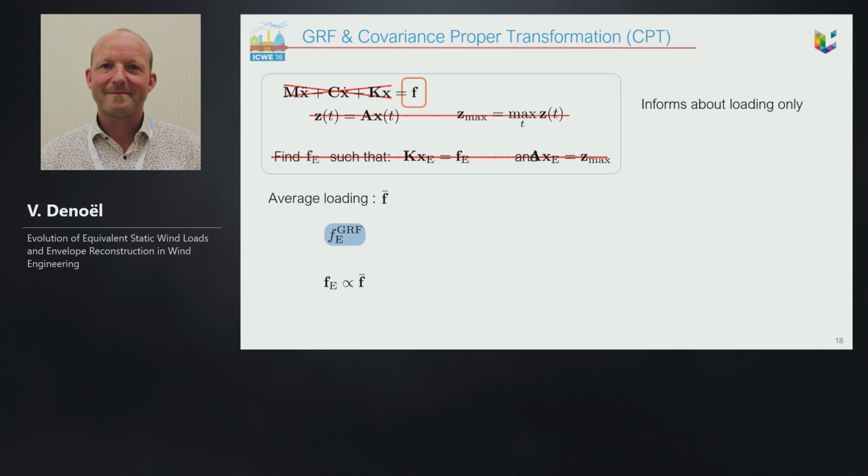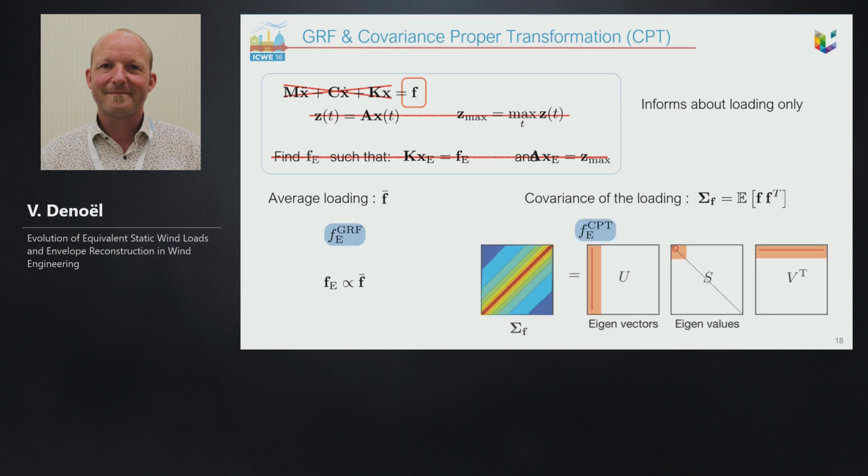That's one option. Second well-known option is what is called the CPT, or covariance proper transformation, in which we could decompose with an eigenvalue decomposition the covariance matrix of the pressure field or of the forces. That's just a simple way, if you want to condense the information and take the most important features of the loading. They are gathered into eigenvectors, which correspond to loading modes, and eigenvalues. If we keep only the largest eigenvalues, they are sorted from largest at the top left to smallest at the bottom right. If we keep only the first largest eigenvalues, we can summarize the loading with those types of loads.